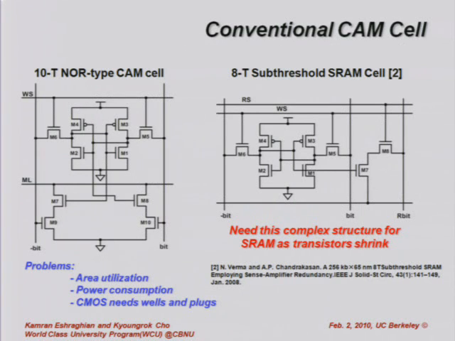Okay, this is a conventional CAM cell using SRAMs. This is a 10 transistor NOR type CAM here, and the other one is an 8 transistor cell. Both of them are using SRAMs. So far, this 8 transistor cell is very popular for designing caches in microprocessors. Still, using SRAM in the cell has some problems, like area utilization and more power consumption. Still, we shrink this 8 transistor circuit with improved technologies.